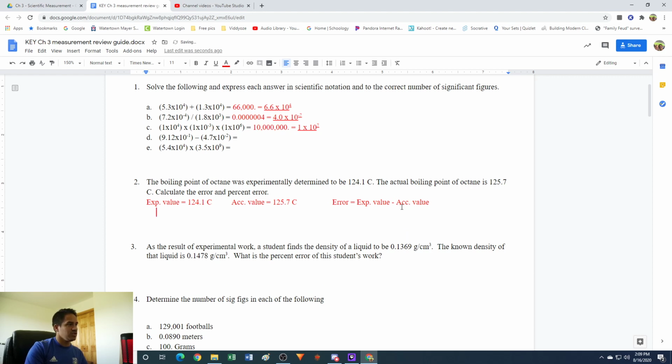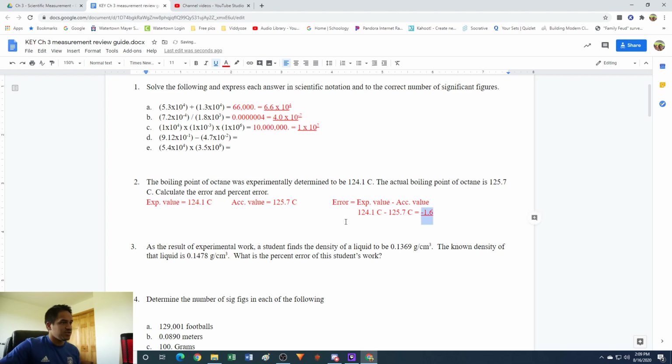So our error, remember, is going to be experimental value minus accepted value, which is going to be 124.1 minus 125.7. So we get 124.1 minus 125.7. We get an error of negative 1.6.